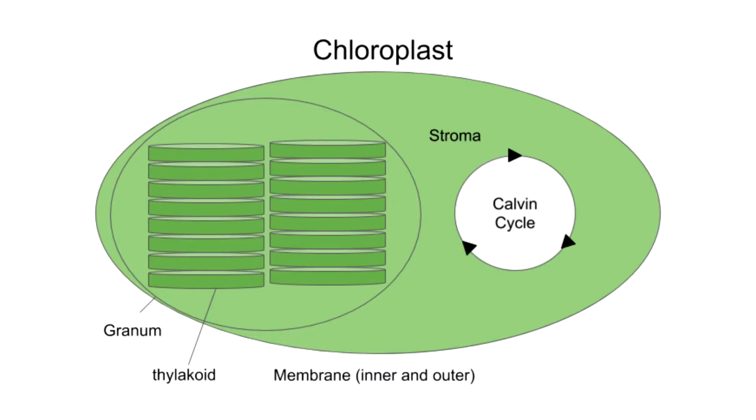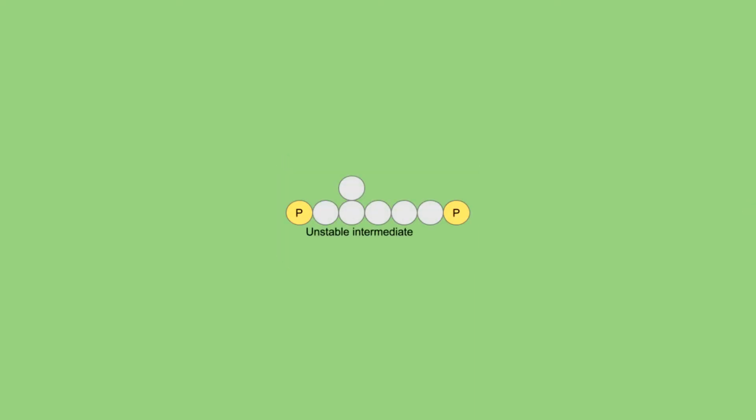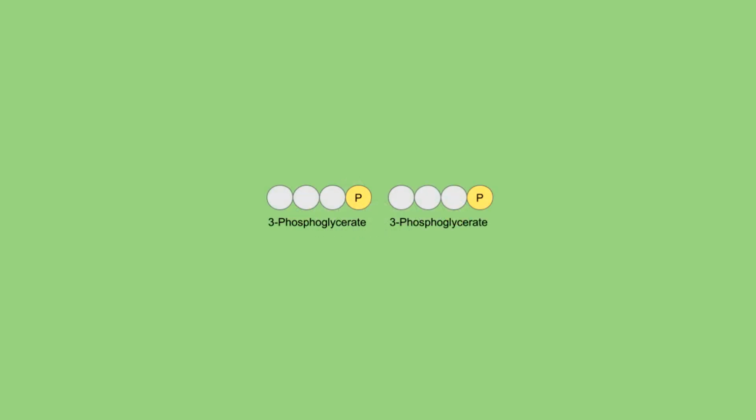Happy and enlightening. The second stage of photosynthesis is the Calvin cycle. It takes place in the stroma of the chloroplast. It uses enzymes and intermediary molecules in a cyclic process to produce glucose. The first step is the affixation of a CO2 molecule to ribulose biphosphate, a 5-carbon sugar, by the enzyme rubisco. This produces an unstable intermediary molecule. This is quickly broken up into 2 molecules of 3-phosphoglycerate.